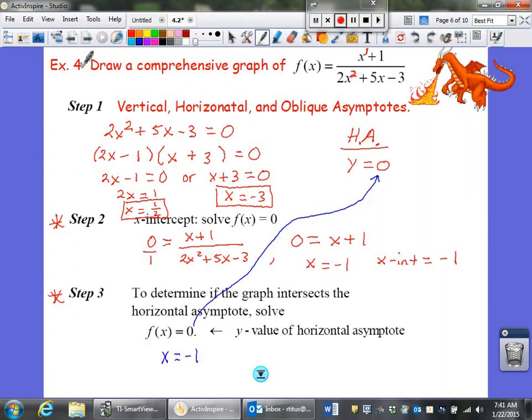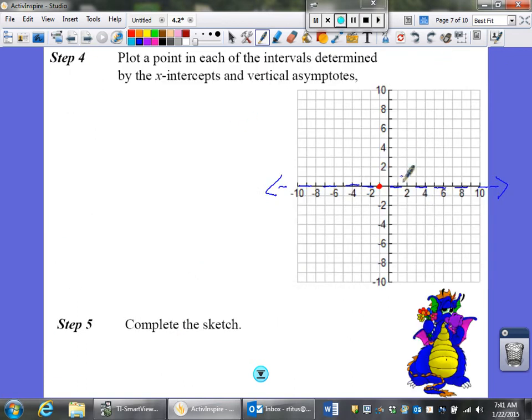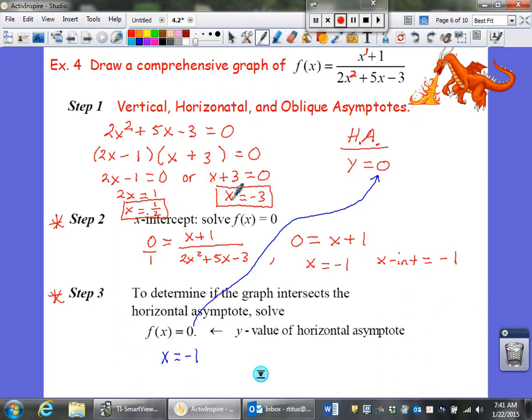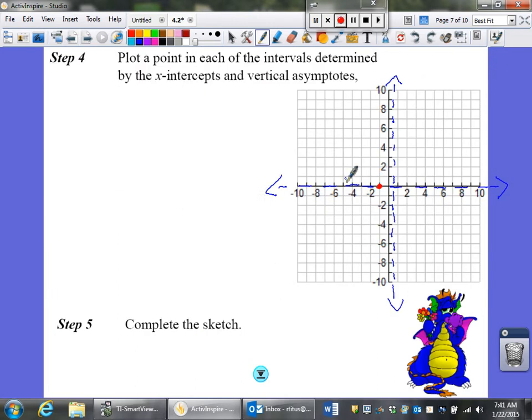We also have x equals 1/2. And here's 1, here's 0, so 1/2 is right in between. So you're going to draw in a nice dotted line going right through x equals 1/2. Put arrows on either side. And we also found a vertical asymptote to be x equals -3. -3 is right here, so we'll go ahead and draw a vertical asymptote in.